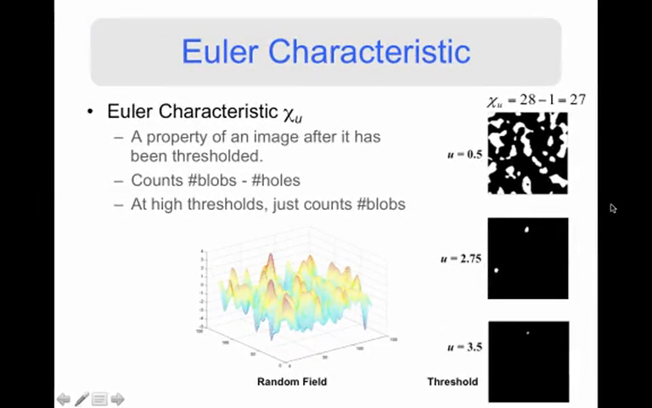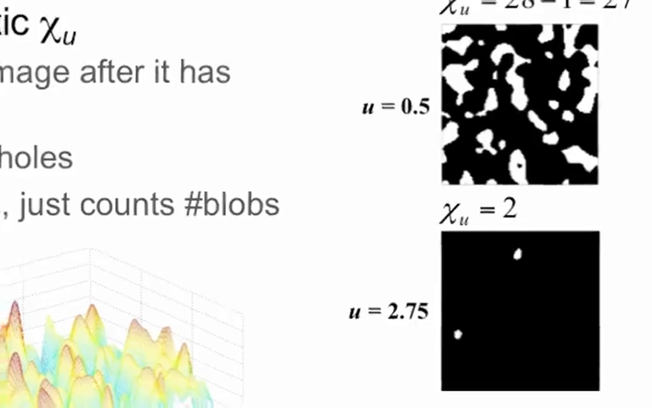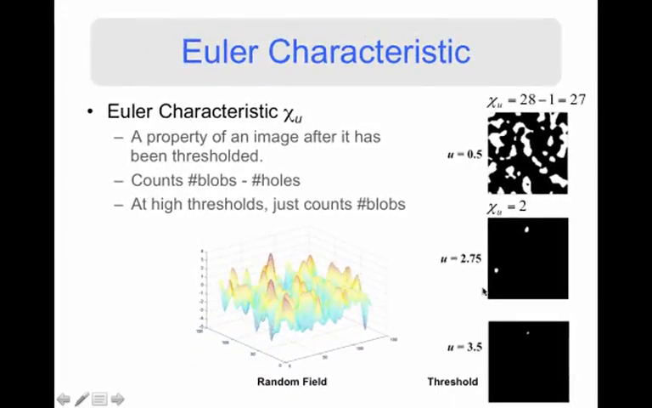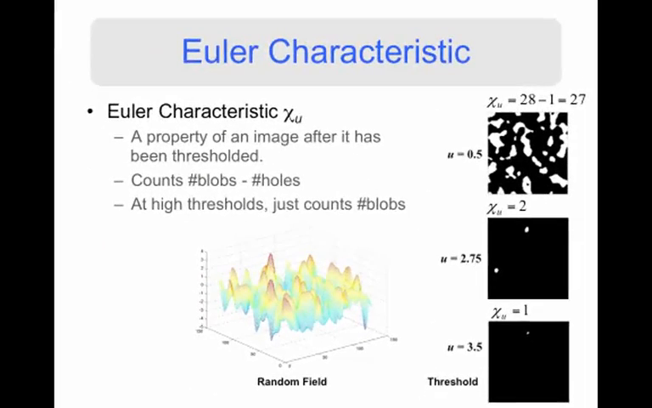If we increase the threshold to, say, 2.75, now only 2 clusters survive the threshold, and so the Euler characteristic there is 2. There are 2 blobs and no holes. Then finally, if we threshold at 3.5, only 1 small blob survives, and we get an Euler characteristic of 1. So while this is interesting, it's still unclear how this is useful for controlling the family-wise error rate.